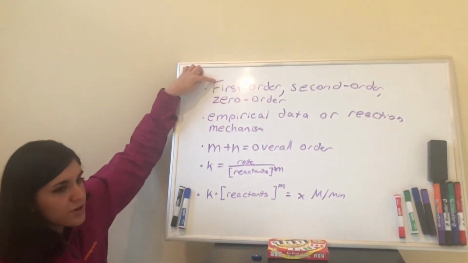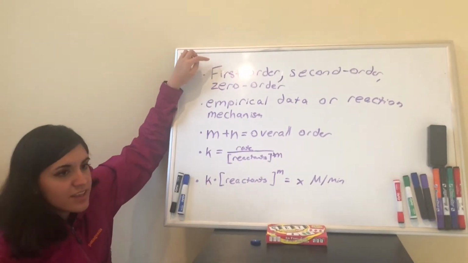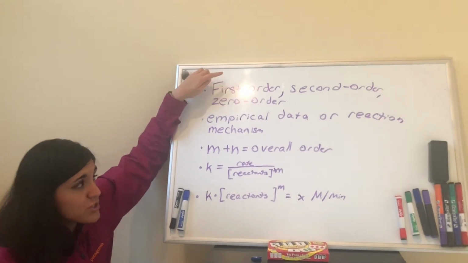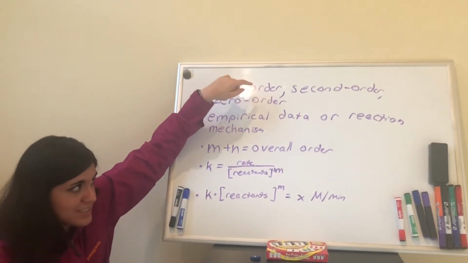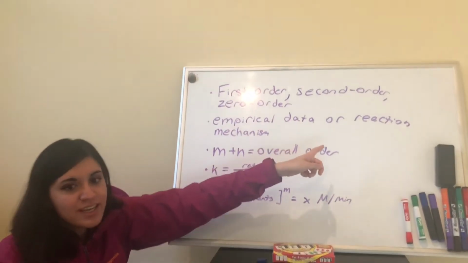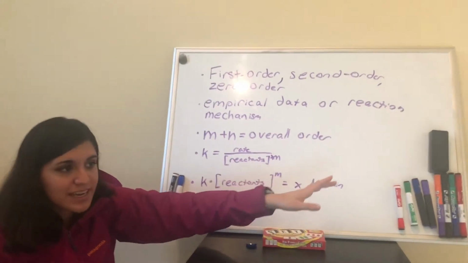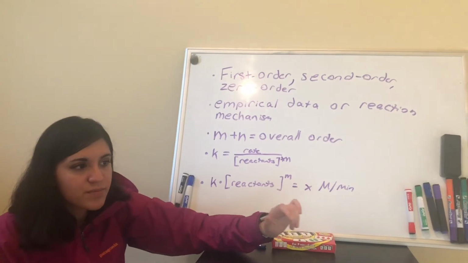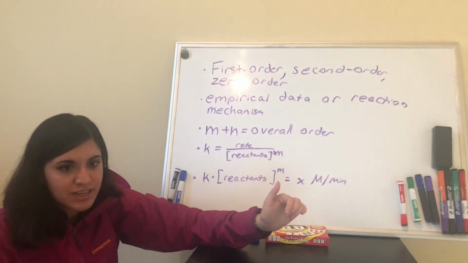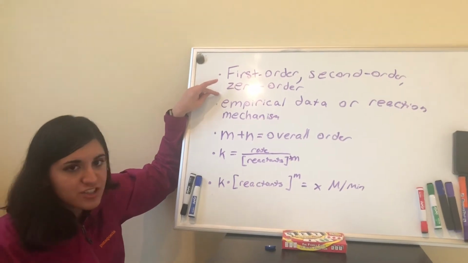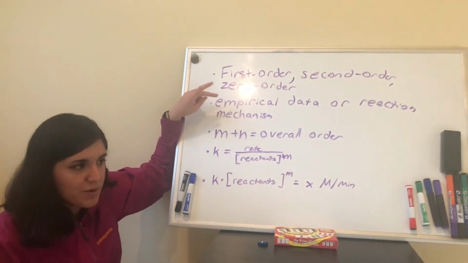So to conclude, the most common reaction orders are first, second, and zero. For a first order reaction or reactant, the magnitude by which the concentration increases is equal to the magnitude by which the rate increases. For a second order reaction, the magnitude by which the rate increases is the square of the concentration increase. And for a zero order, any change in concentration doesn't impact the rate.